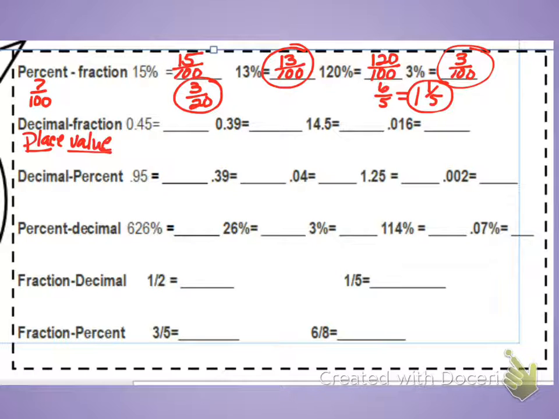Because if we look at 0.45, if we read that the official way, it would be what? 45 hundredths. Very good. It would be 45 hundredths. So if you think about it, that just means 45 over 100. 45 over 100. 45 hundredths, 45 over 100. Okay, so 45 over 100 does reduce. Anybody know what it reduces to? 9/20. Close, 9/20. Okay, good. All right, so the next one is 39 hundredths. 39 over 100. And that one does not reduce.